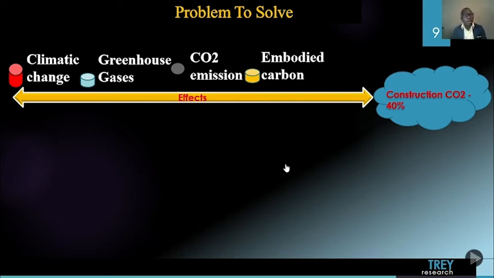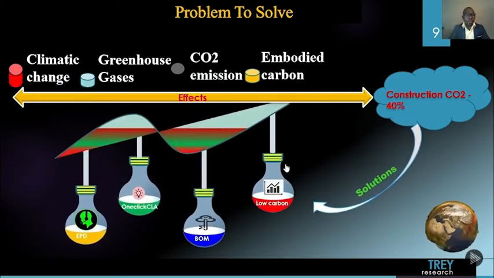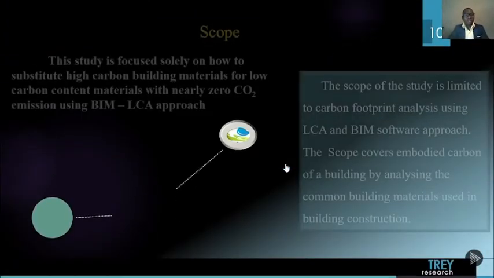We must solve the problem of climatic change, reduce greenhouse gases, CO2 emission increment, and reduction of CO2 embodied carbon. Now, these are the solutions. These are the approaches we need to follow. By using environmental product declaration, LCA and BIM approach, the designers and architects must select the most sustainable material during the design stage.